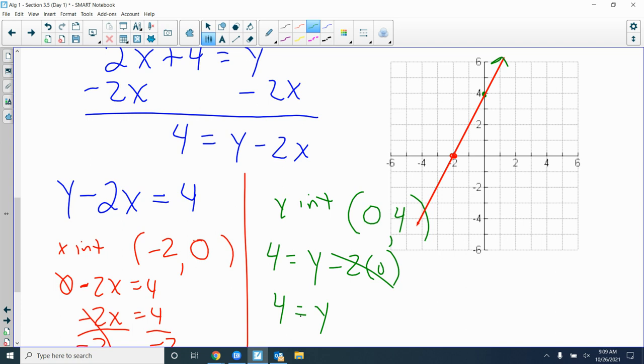Was that your last one? Yeah. Okay. Pretty straightforward, right? Find both intercepts, graph it. Those need 2 points.